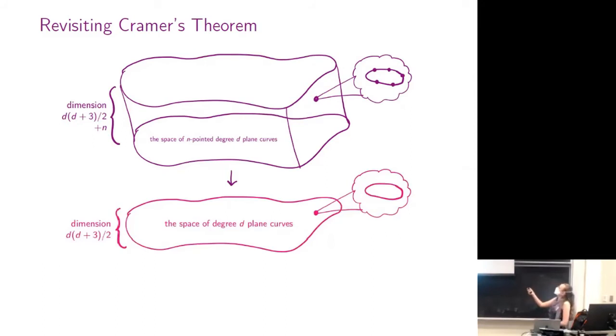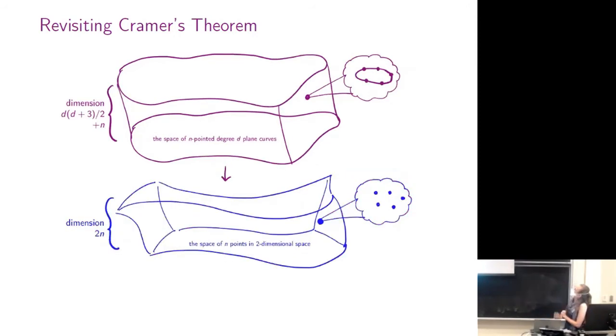So what's the dimension of the fibers? Well, each of those points can move in a one-dimensional family because they're moving on the curve, which is one-dimensional, and I have n of them, so the fibers are of dimension n. So this purple space at the top is of dimension d times (d plus 3) over 2 plus n.